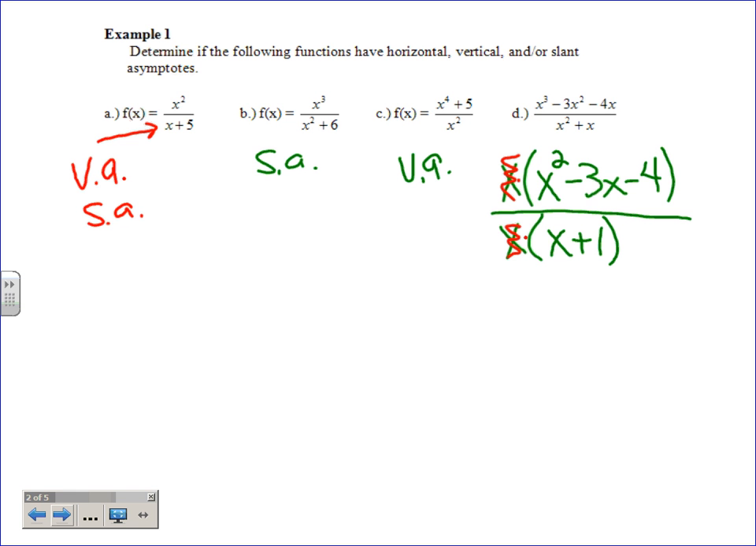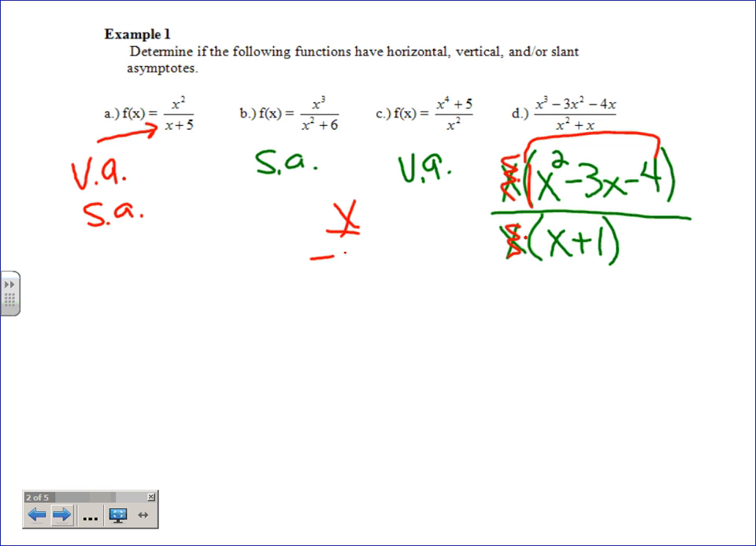Is -1 then guaranteed to be a vertical asymptote? Not guaranteed. Could it be? Maybe. How would you tell if it's guaranteed? Well, look at your numerator now. Is it possible the numerator factors? Yeah, you got to factor it.